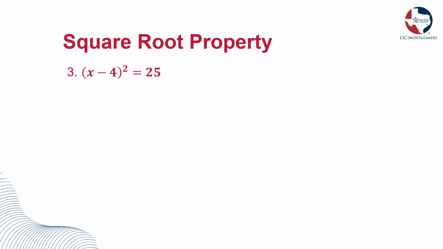So the same can be said on this example. We have x minus 4 quantity squared equals 25. So the first thing I'm going to do is just rewrite this equation.